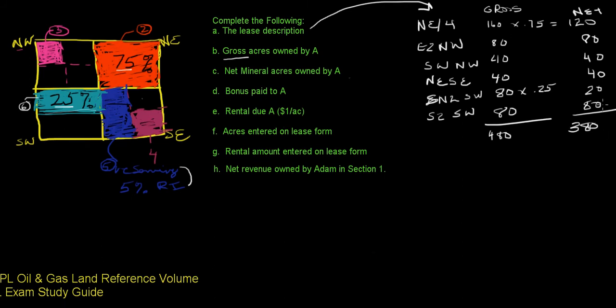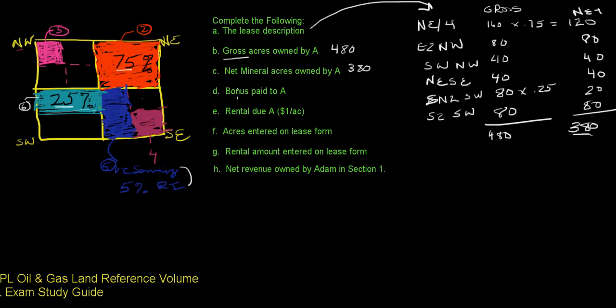380 net acres. So if we're filling this out on the exam, gross acres owned by A is going to be this 480. And the net mineral acres owned by A is going to be 380. All you've done is multiply that by the percentage of ownership.